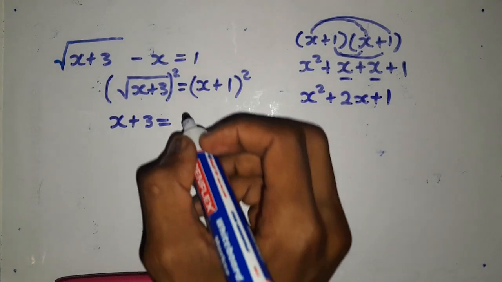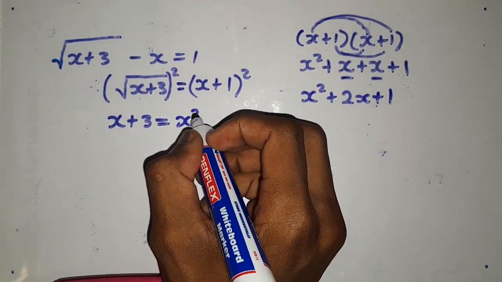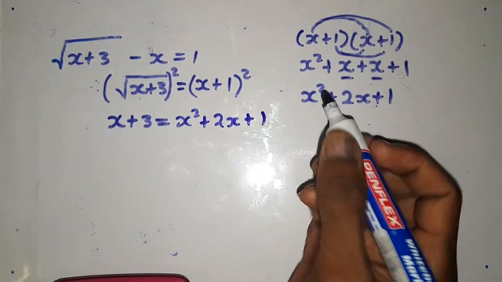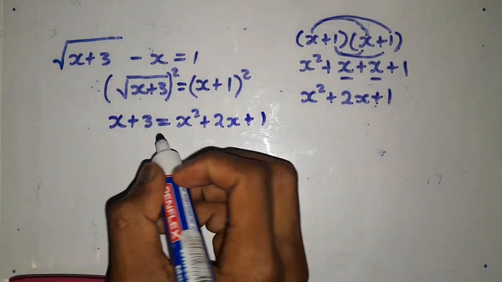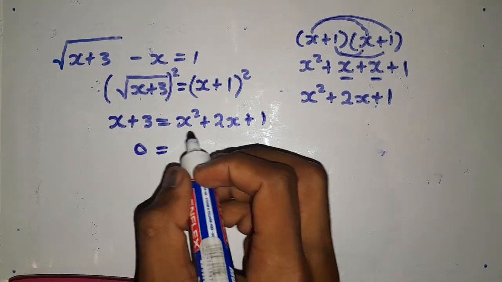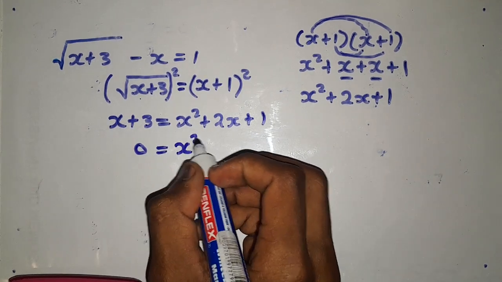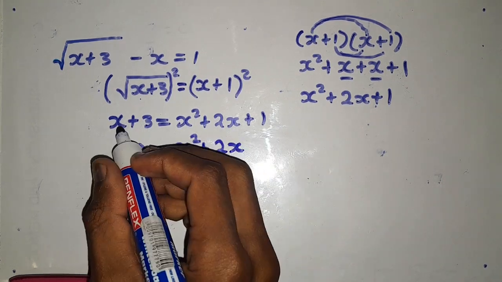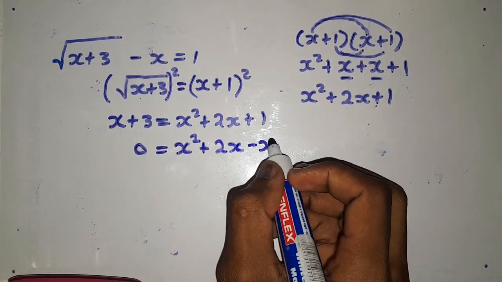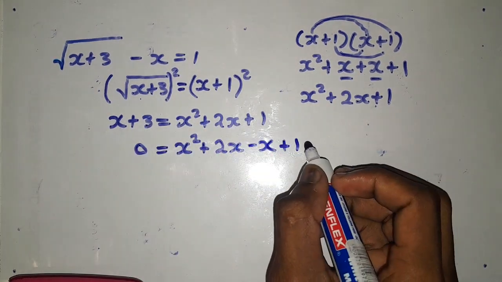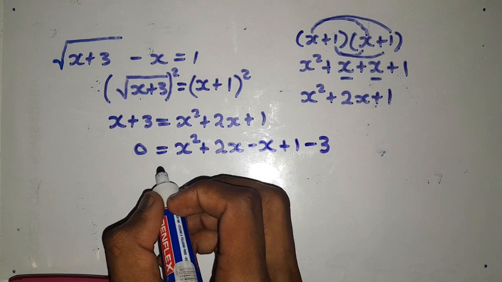Let us write this here. We are going to have x squared plus 2x plus 1. Then at this point, we can transpose this one to the right hand side. Going to have x squared plus 2x. Let me take this minus x plus 1. Take this 3 minus 3.